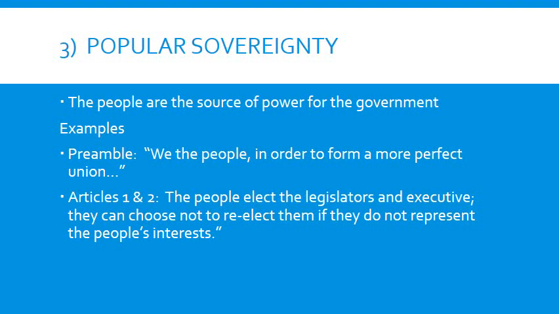Popular sovereignty. Literally, this means that it's the people's power. The people are the source of the power for the government. Examples of this are found in the preamble, which begins with these words, "We the people," saying that it's the people who are creating the government. It's not being created for them. And in Articles 1 and 2, you see that the people elect their legislators and the president or executive, and they can choose not to re-elect them if those officials are not representing the people's interests.